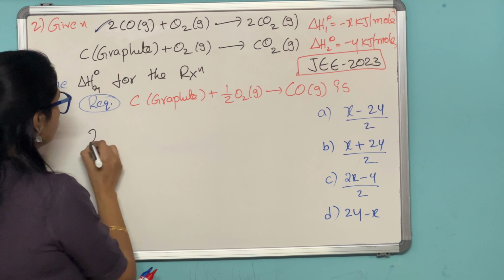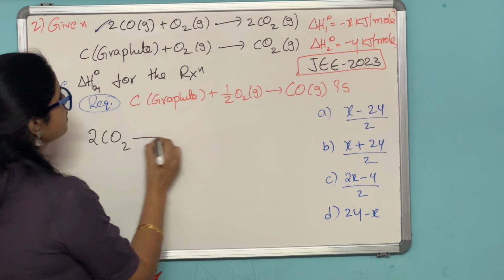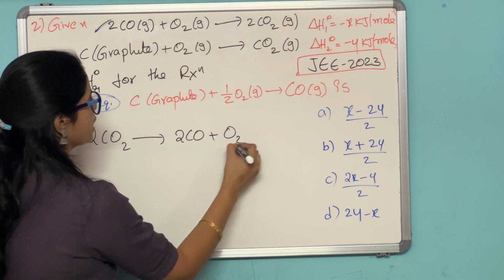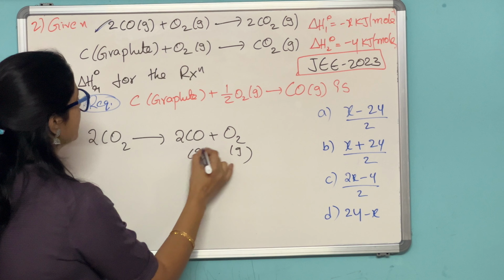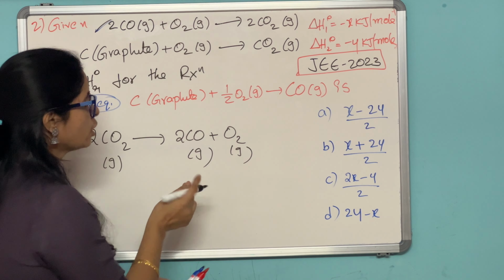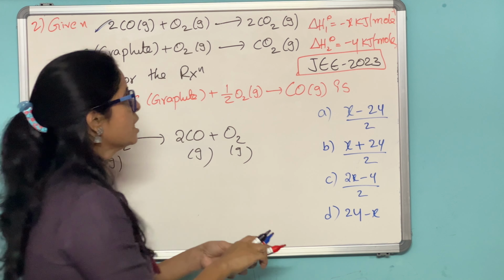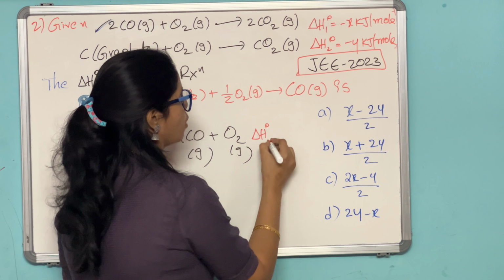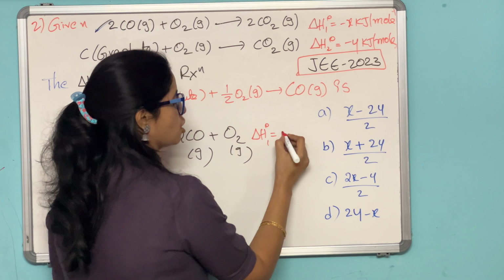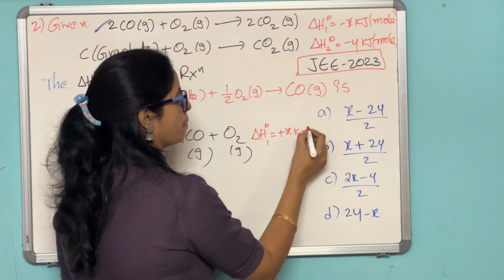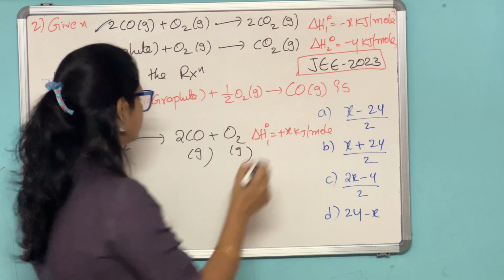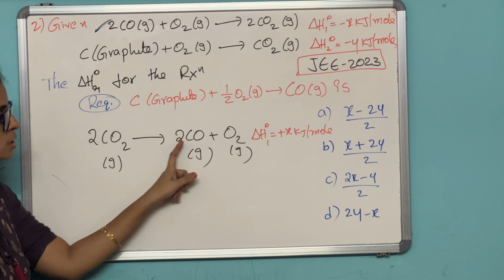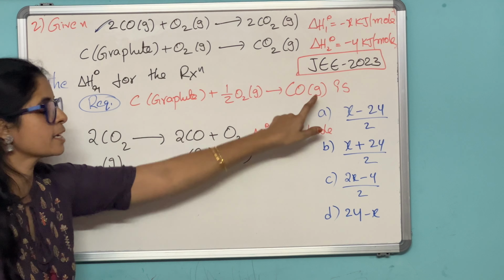So here, 2CO2 gives rise to 2CO plus O2 gas. CO gas, CO2 gas. So if you reverse this reaction, this delta H naught 1 will become, sign will change, plus x kilojoule per mole. That's it. Now in your required equation, 2CO is not there, only CO is there.